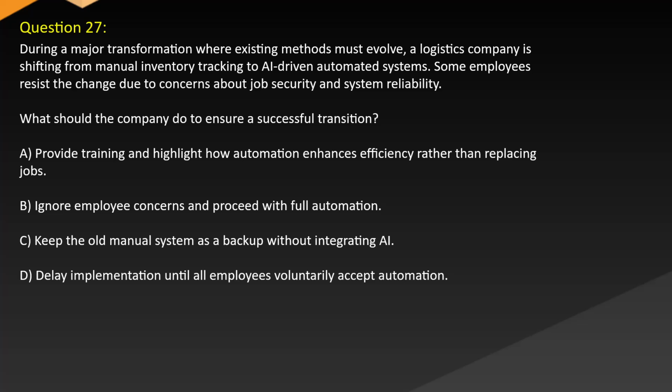Question 27. During a major transformation where existing methods must evolve, a logistics company is shifting from manual inventory tracking to AI-driven automated systems. Some employees resist the change due to concerns about job security and system reliability. What should the company do to ensure a successful transition? A. Provide training and highlight how automation enhances efficiency rather than replacing jobs. B. Ignore employee concerns and proceed with full automation. C. Keep the old manual system as a backup without integrating AI. D. Delay implementation until all employees voluntarily accept automation.